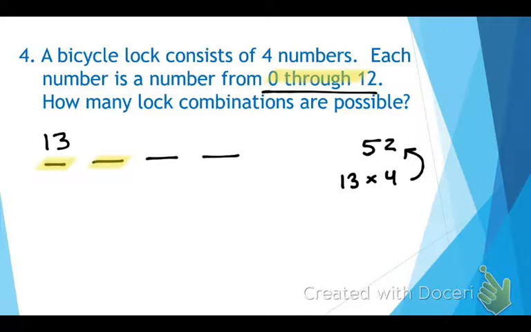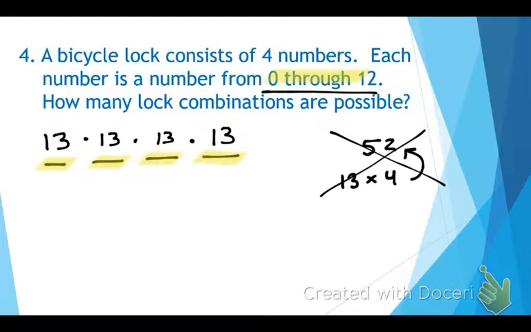Okay, so this number could be 13 ways. How about this one? That could also be 13. Remember, we're doing M times N. How many ways could this number be? 13 also, so we're going to multiply by another 13. And how many ways could this one be? Also 13. So should I have done 13 times 4? No, because there's not 4 ways. So this was not correct. So we have to do 13 times 13 times 13 times 13. If we do that, how many different combinations could it be? 28,561. And then don't forget to put your units next to it, which is? Combinations.